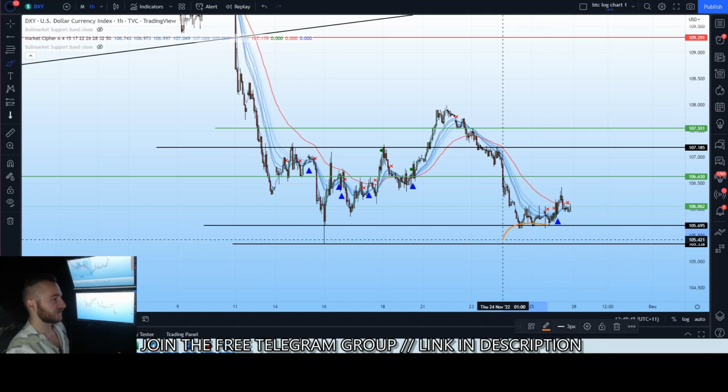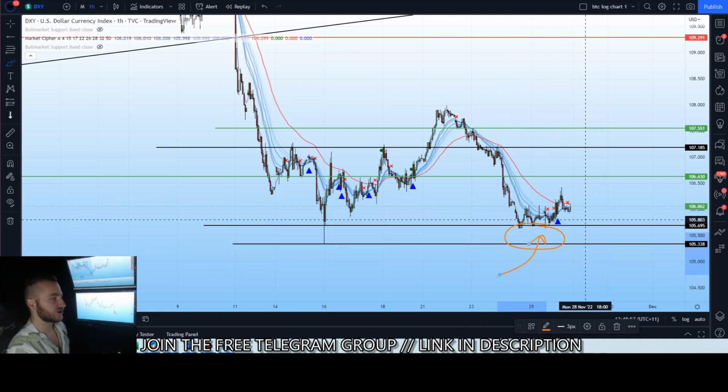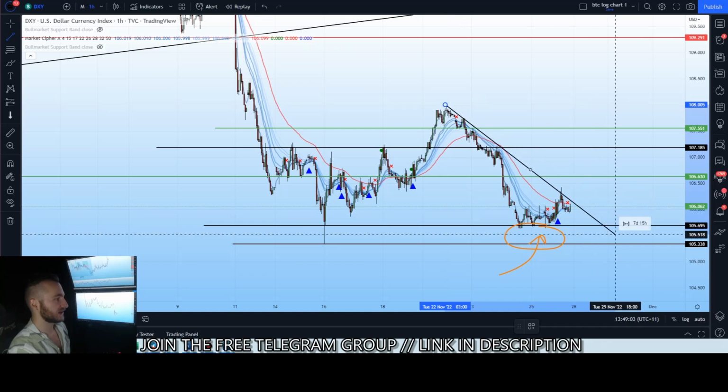DXY did actually find some support down over here. This 105.3 to 105.7 zone has actually acted as support. And of course, we don't really know what the DXY is doing right now. It is a weekend, so the price action will not develop. But what we can do is draw some trend lines in and have a look.